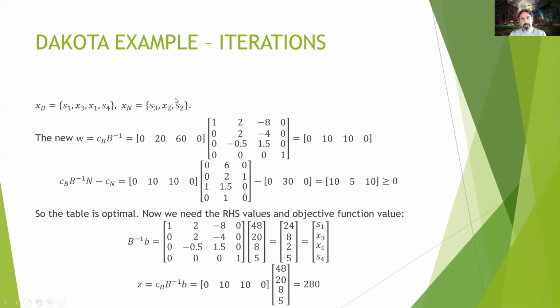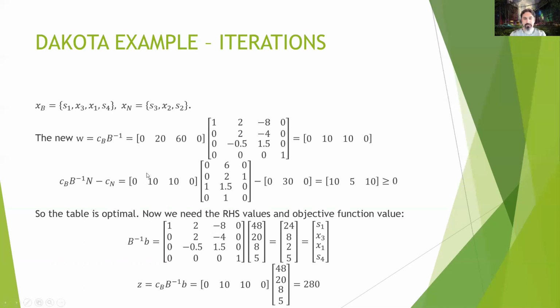So we have to calculate the new values. We already know the new B inverse, it's over here. So the new W will be the current coefficients for the basic variables in the objective function times the current B inverse, which will give us 0, 10, 10, 0. So optimality condition, I have to find the coefficients for the non-basic variables for the xn.